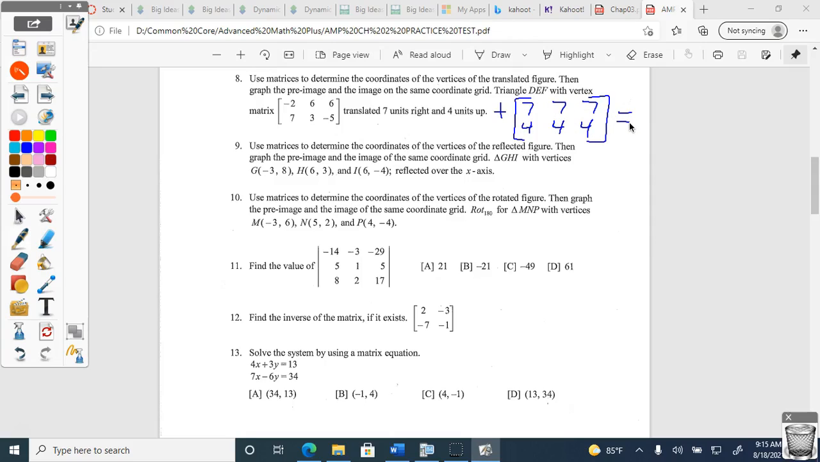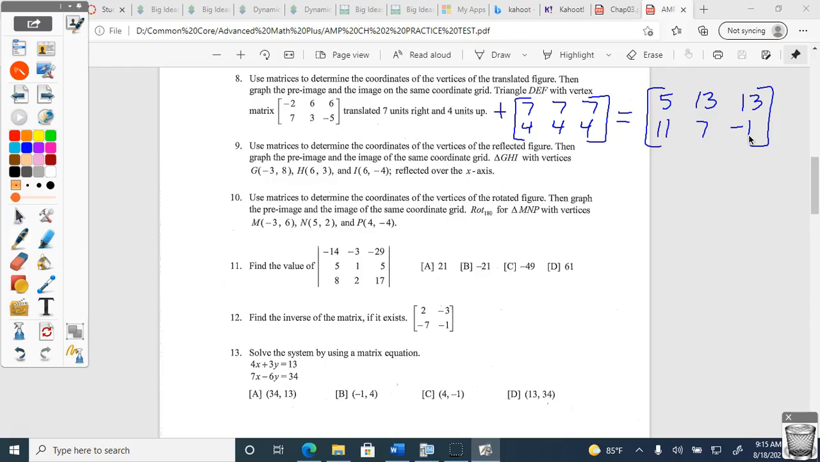And now we just add those two matrices. So negative 2 and 7 is 5. 6 and 7 is 13. 6 and 7 again is 13. 7 and 4 is 11. 3 and 4 is 7. And negative 5 and 4 is negative 1. Okay?